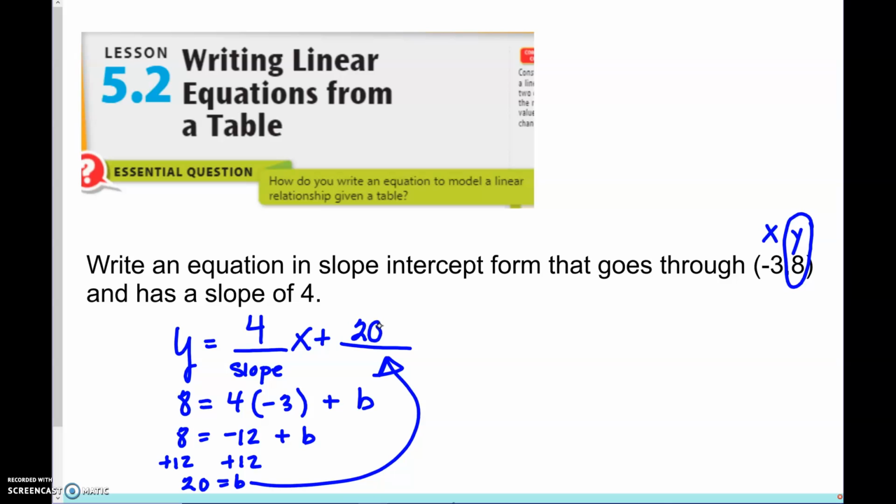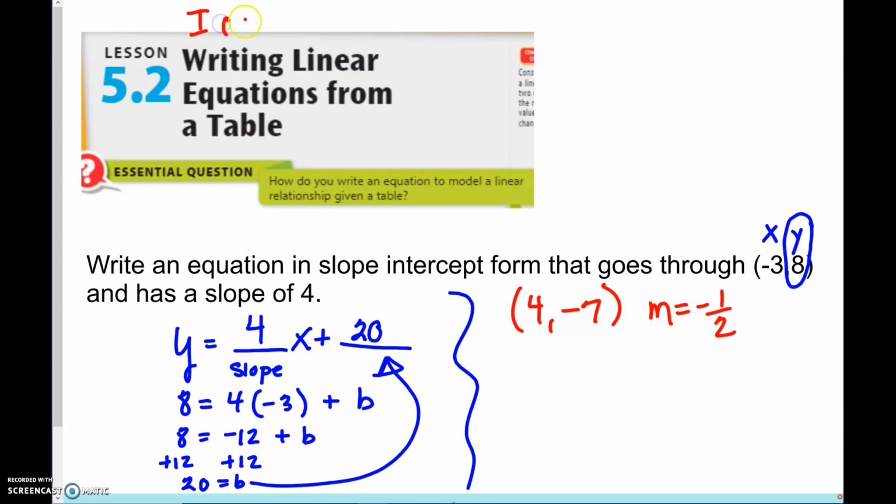That was our warm-up. We're going to have the same directions, except this time it's going to go through the ordered pair 4, -7, and we're going to have a slope of 1/2. Slope equals -1/2. Okay, so you go ahead and write your equation and put these two problems and submit it in for today's homework.